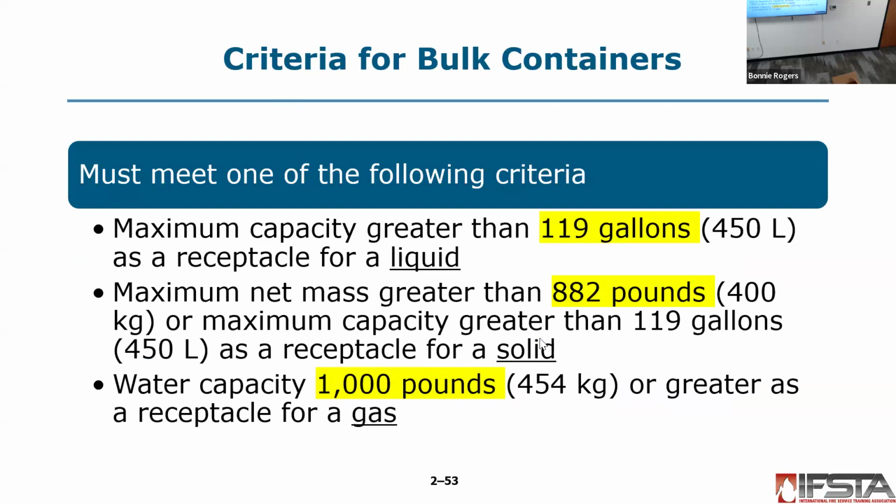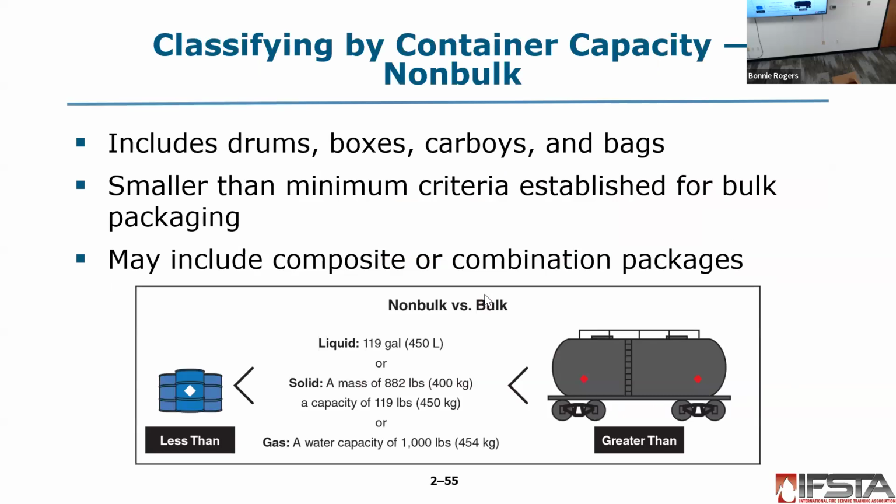Let me see if I can get you an illustration for that. Okay, so non-bulk can be things like drums. What's a drum? Yeah, like the barrel, carboys, bags. So that's a liquid less than 119 gallons, a solid mass of less than 882 pounds, and a gas that's less than 1,000 pounds.